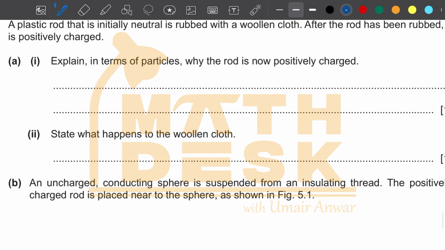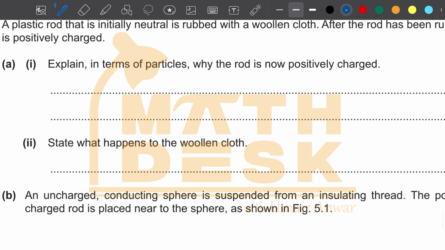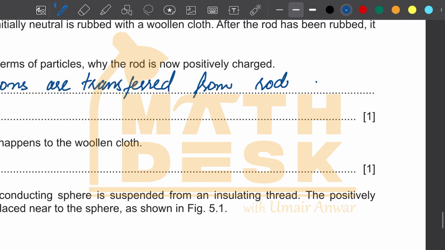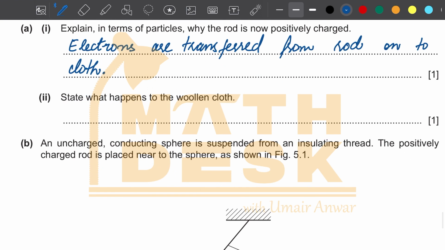So the reason is that the positive charge is created because the electrons have been transferred from the rod to the cloth. So we would say the electrons are transferred from rod onto cloth. So that is why the lack of electrons has created a positive charge.